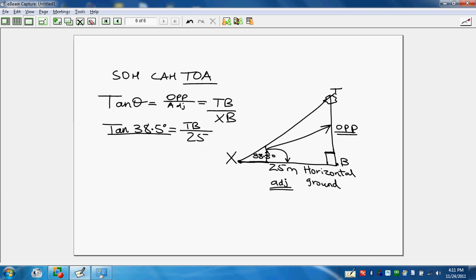So if we place tan 38.5 over 1 and cross multiply, TB multiplied by 1 will be equal to tan 38.5 multiplied by 25. So we could say that TB by 1, which is TB, will be equal to 25 tan 38.5. So therefore, we could work out what TB is by going to our calculator and punching in those figures.